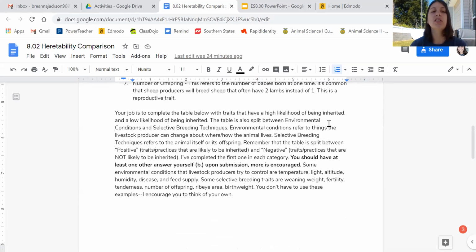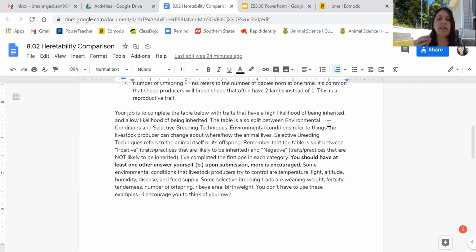So again, environmental conditions refer to things that you can change around the animal to help them improve whatever trait it is. What are things you can change about the animal's environment to make them better producers? And then selective breeding techniques refers to things that you can change or do to the animal itself or its offspring.